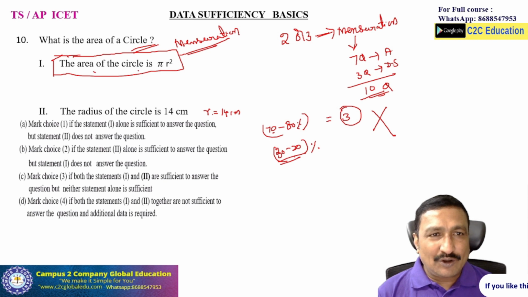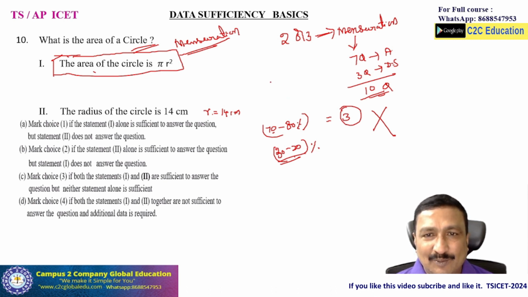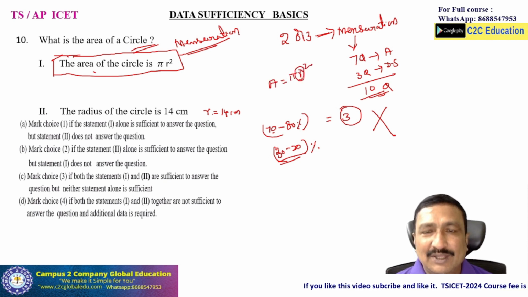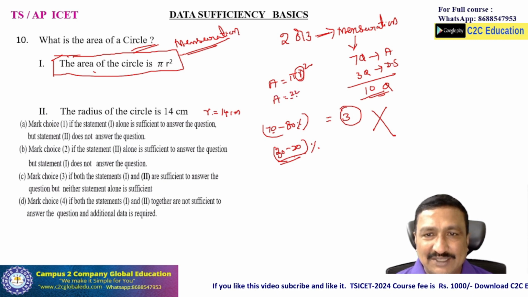So we should not consider the area of a circle from the first statement, because everybody knows the area of a circle is equal to pi r square. Once you know the information, we should not consider it. So if I know the r value, then only I can say the answer. From the second statement, they said r is equal to 14. So when r is equal to 14, then I could put area is equal to 22 by 7 into 14 into 14. Don't solve like this.